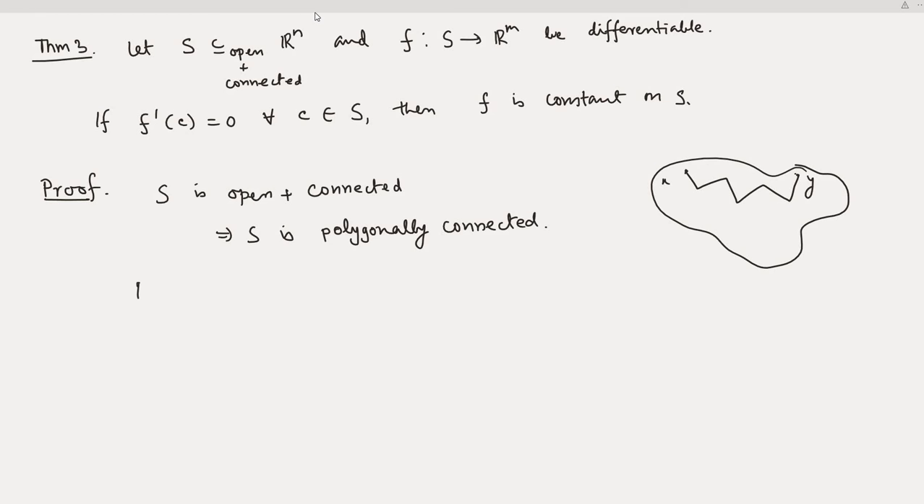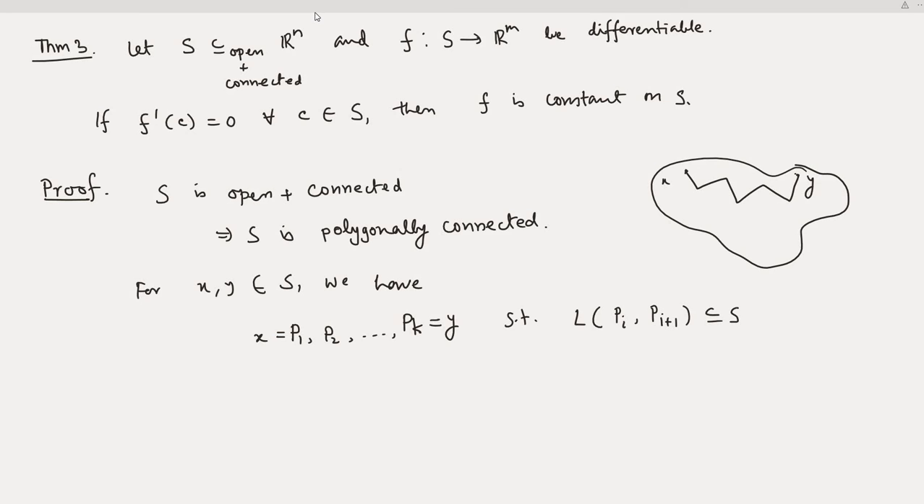Therefore, for any two points x, y in S, we have a finite sequence of points p_1, p_2, and so on up to p_k, such that the first point is x and the last point is y, and the line segment L(p_i, p_{i+1}) is contained in S. So this is p_1, this is p_2, and so on, this is p_k.